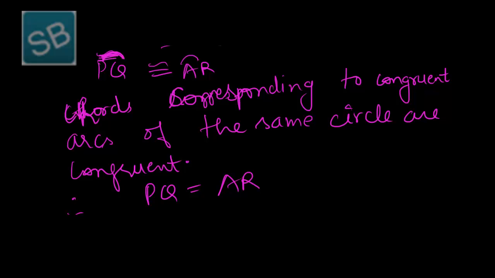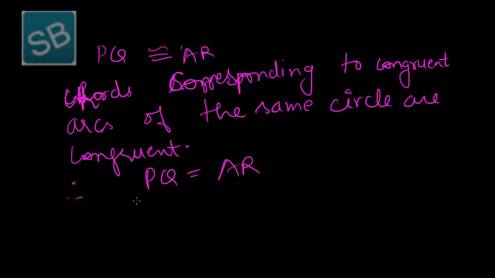If we take the square of both, PQ square is equal to AR square. Now we have to find what PQ and AR are. We will name this equation star, not number 1, because that would be confusing as we are proving the first case.